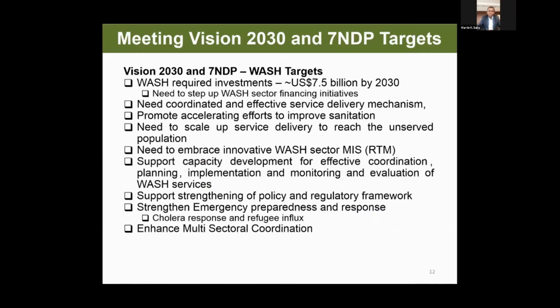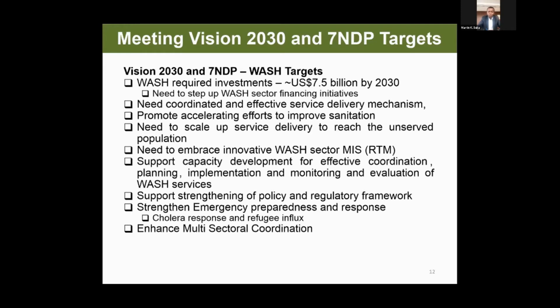So the Vision 2030 and the 7th National Development Plan WASH target, WASH required investments. As a country, we have been seeking about $7.5 billion by 2030 in order to meet our WASH targets. As of 2019, we had only about $1.5 billion investment in the sector, which means that we had a deficit of about $6 billion. So there's need, of course, to increase sector financing to ensure that it is giving a positive trajectory towards meeting the estimated $7.5 billion target to be able to meet our sanitation, our WASH targets.